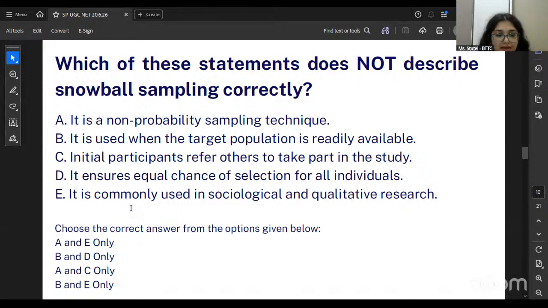So here I felt that option number 2, B and D only, is the answer. B says it is used when the target population is readily available, and D says it ensures equal chance of selection for all individuals. They do not describe snowball sampling correctly, so I think I chose that.